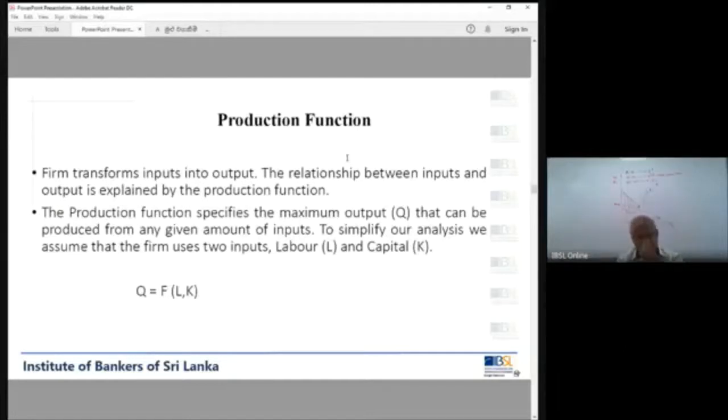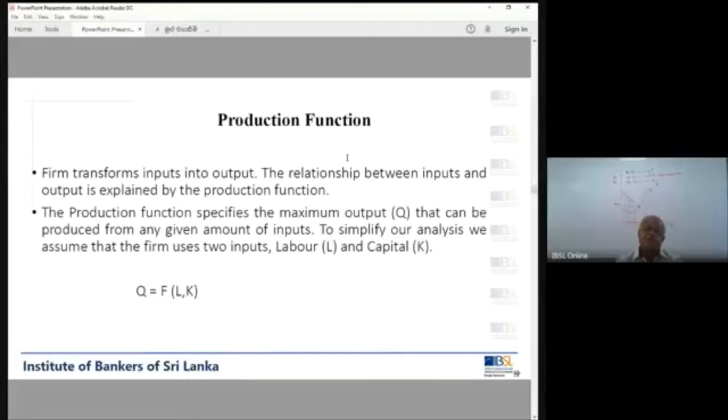Now we go to the production function. First we discussed revenue, cost, and the determination of the profit maximizing output. Now we are going to discuss a little more about the production side of the company. To produce output, we need inputs. To produce output Q, we use labor and capital. Men and machine. Using men and machine, you produce the output.